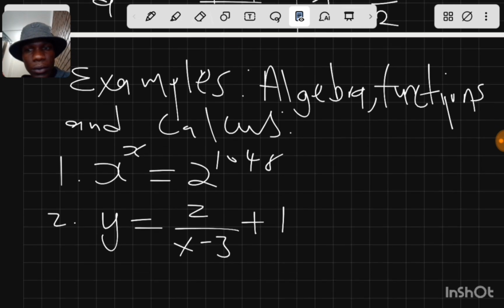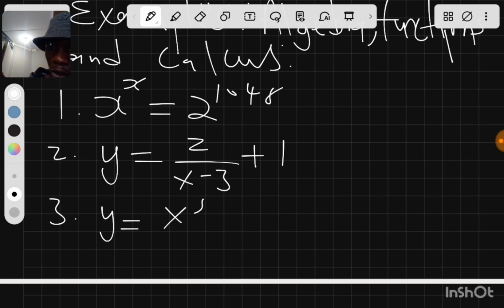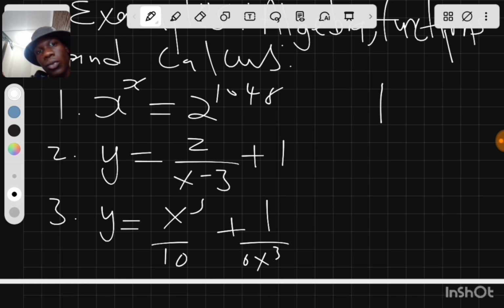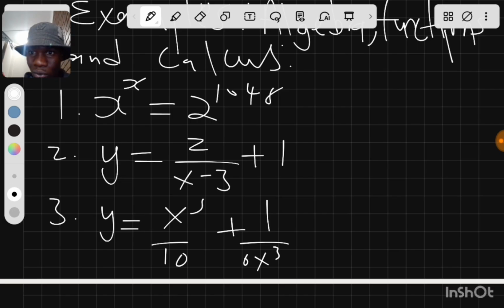Then we're going for calculus. For calculus, we are going to differentiate this, y in terms of x: x to the power 5 over 10 plus 1 over 6 to the power 3. I think these will be my examples.